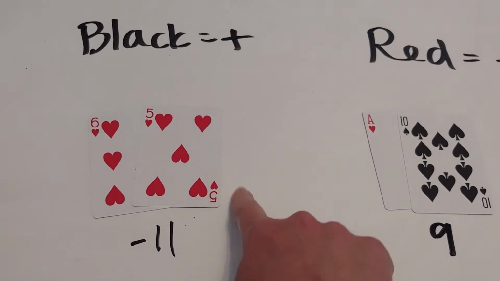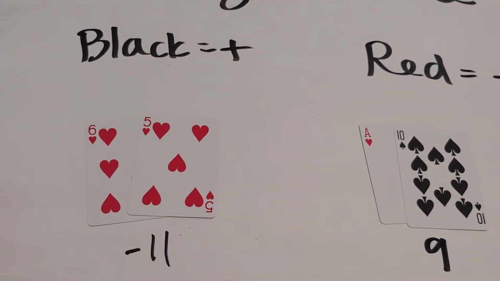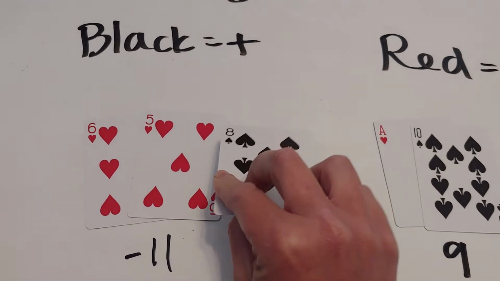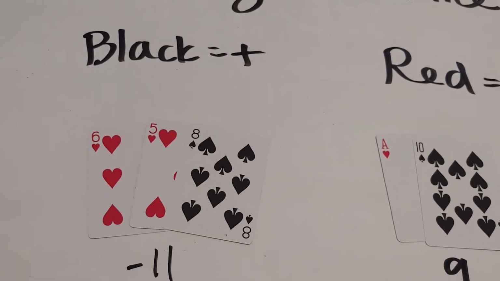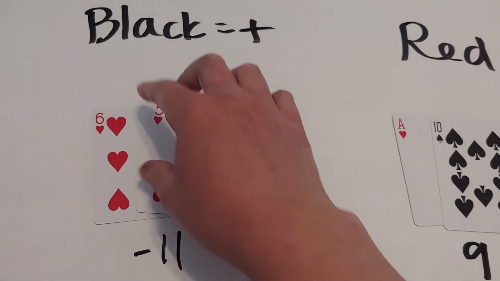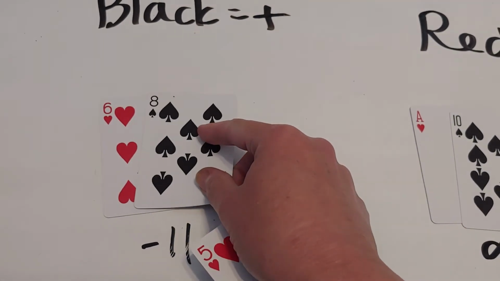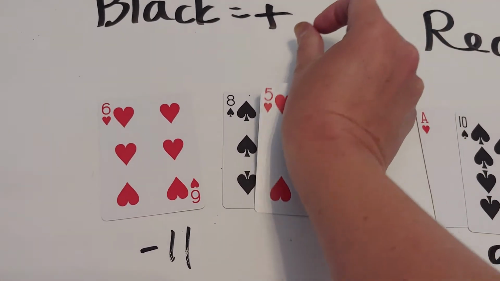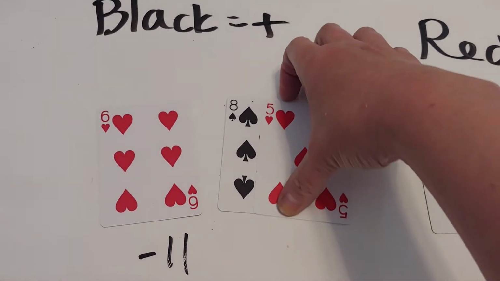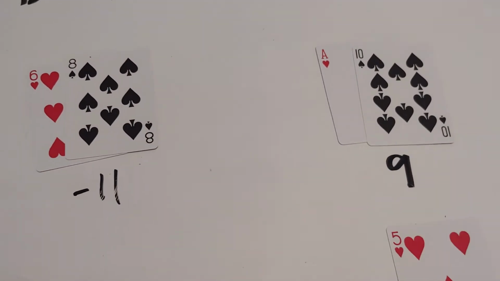Let's say it's this person's turn, and they chose an 8. They can keep the 8 or discard the 8, but they've got to discard one of their cards. If they keep the 8 with the 6, they will be at a positive 2. If they keep the 8 with the 5, they'll be at a positive 3. So if you want to be closest to 0, I'm going to discard the 5.